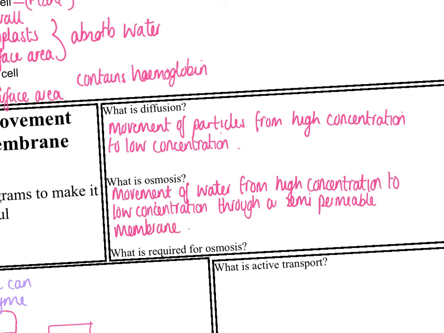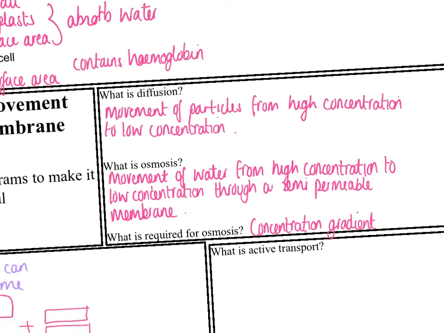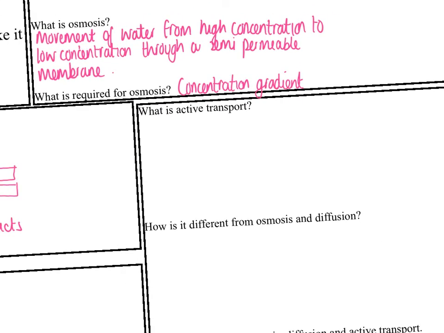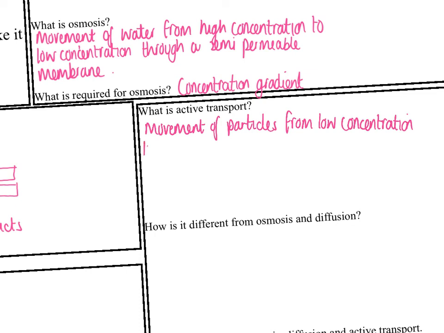Then next question, what is required for osmosis? Required for osmosis, we need a concentration gradient. Otherwise we will get no net movement of water. Okay, we need to have two solutions with different amounts of water. And then what is active transport? It's the movement of particles from low concentration to high concentration against a concentration gradient.